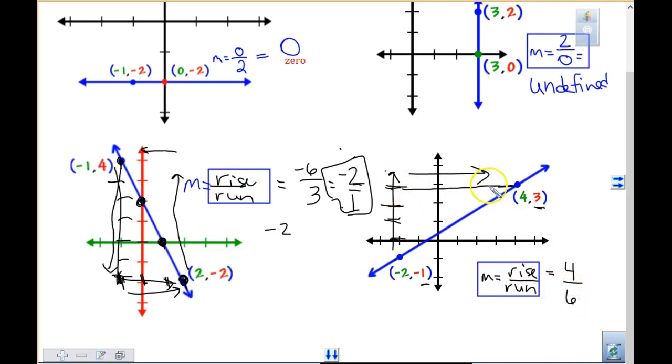Six. And it's going to be a positive 6, right? So we got 4 over 6. We want to simplify this, right? So if we are simplifying this, we want to write that instead of 4 over 6, we want to write it as a simplified fraction. And Caleb, we have what? 2/3. So my rise is 2 to my run of 3.